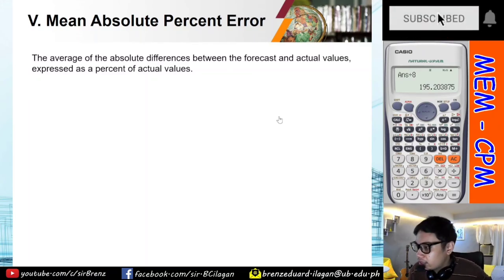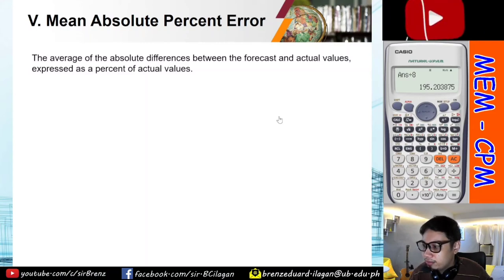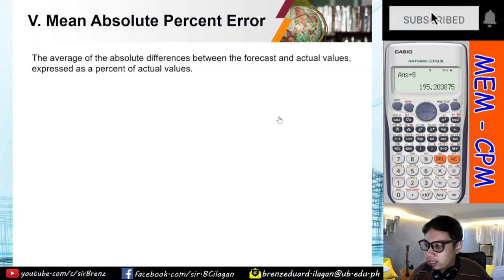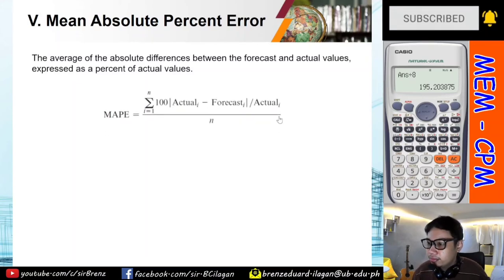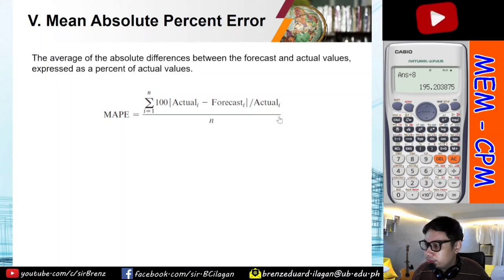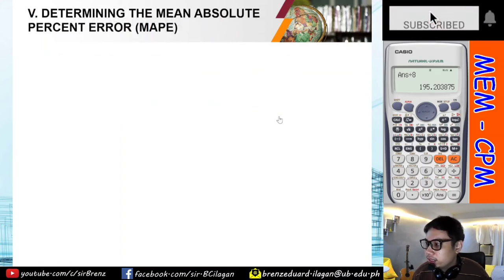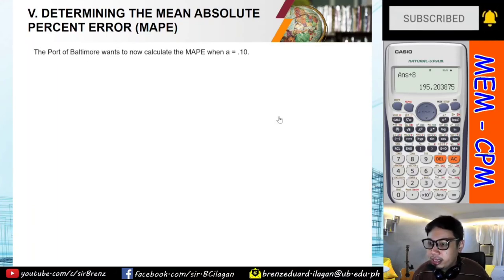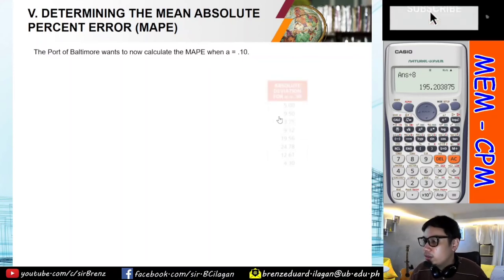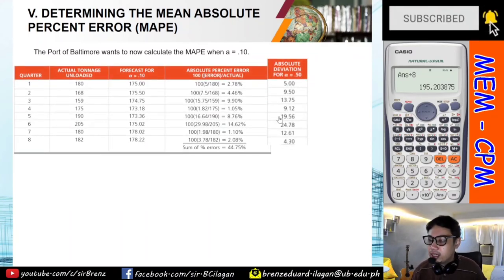So, this is computed as the average of the absolute difference between the forecasted and actual values, expressed as a percentage of the actual values. So, that is, if we have forecasted and actual values for n periods, the MAPE is calculated as... Ayan. So, given this equation. Okay, so, ipakita natin kung paano siya ginagamit. So, again, considering the same problem for the Port of Baltimore, wants to know and calculate the MAPE when alpha is 0.1. So, ang gawin natin, i-compute na rin natin yung para sa 0.5.